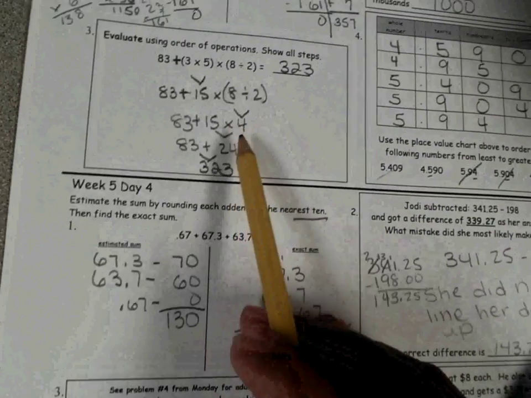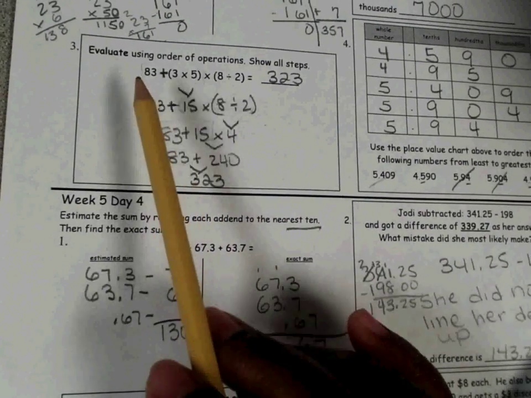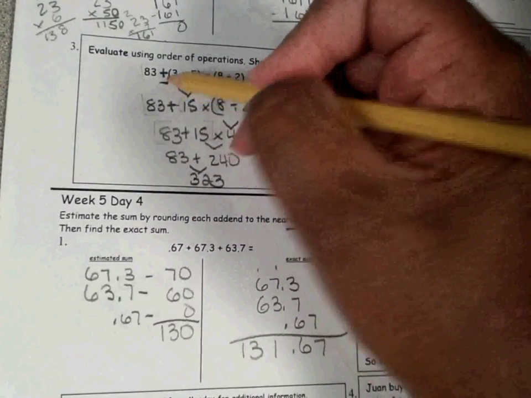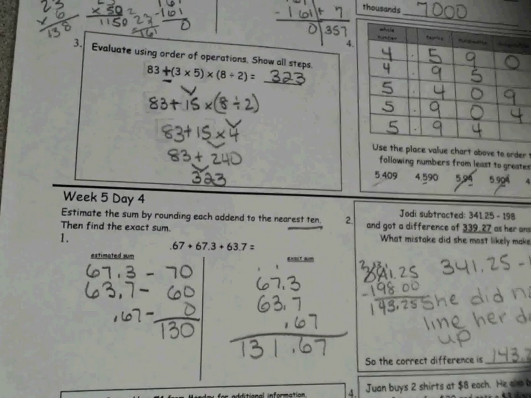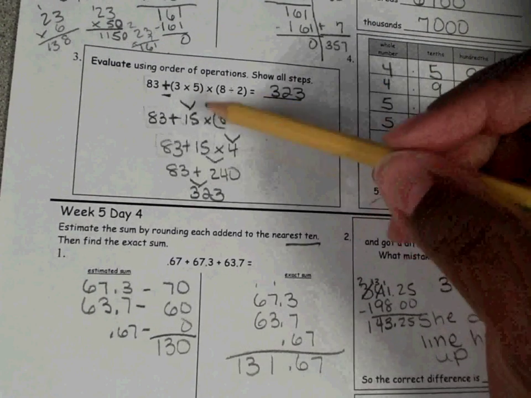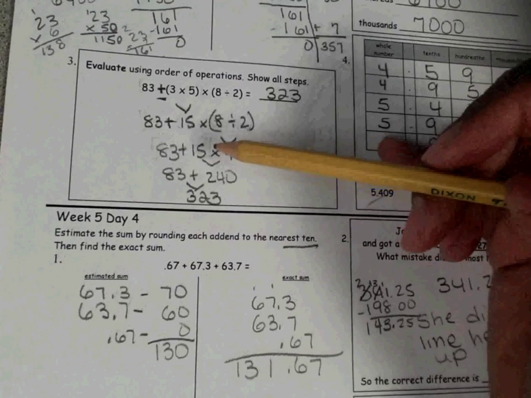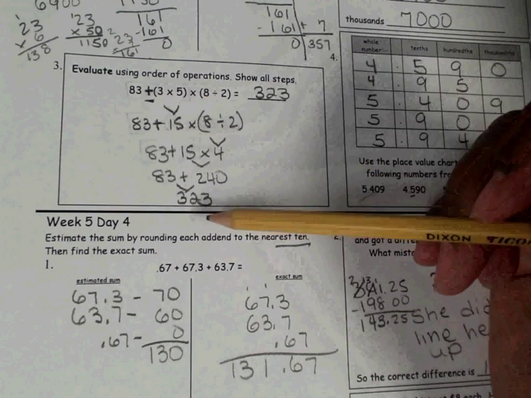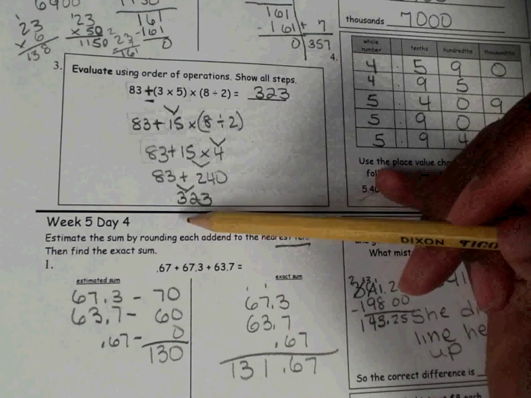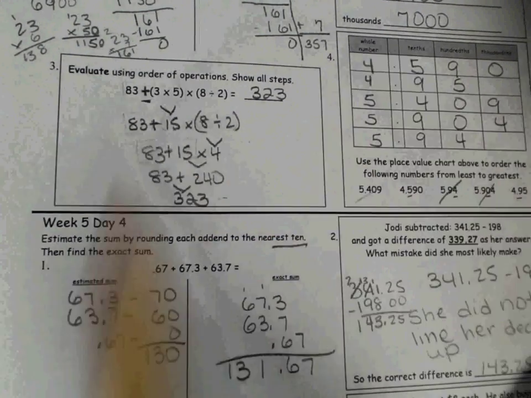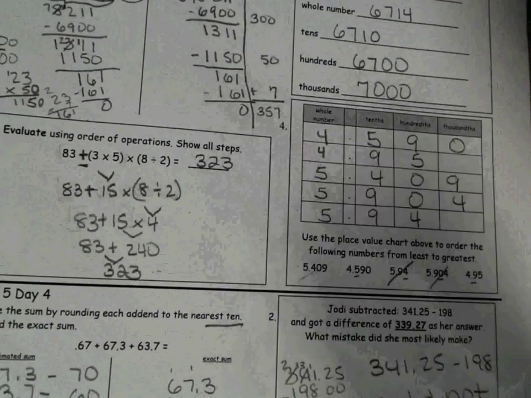Okay, evaluate. Only the people that have watched the video are going to see that there was an error on math. This should be right here, a plus 83, not a minus. That was a mistake on my part. I should have double checked my work before assigning it. So here should be a plus, okay? When you solve this using a plus sign, you will get 323 as your answer, okay?